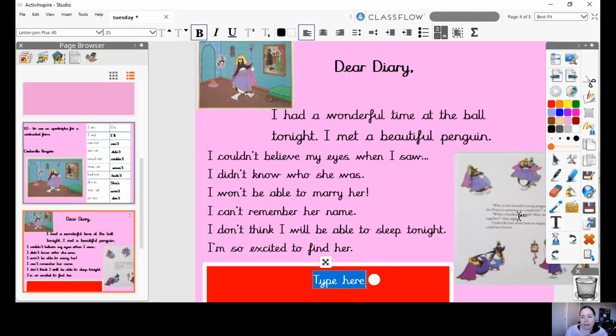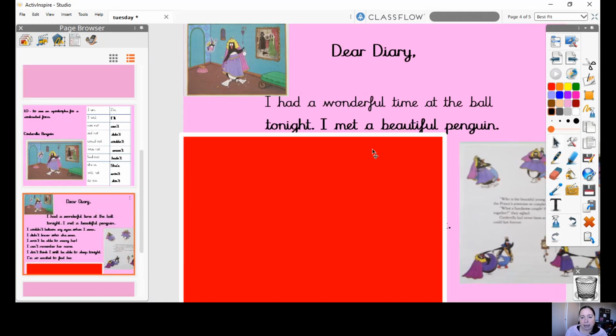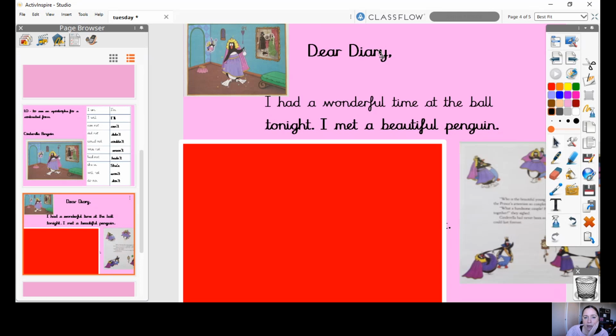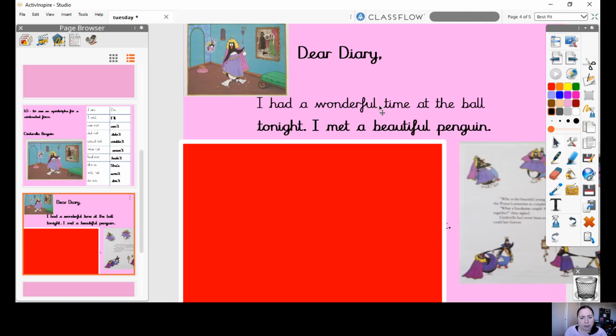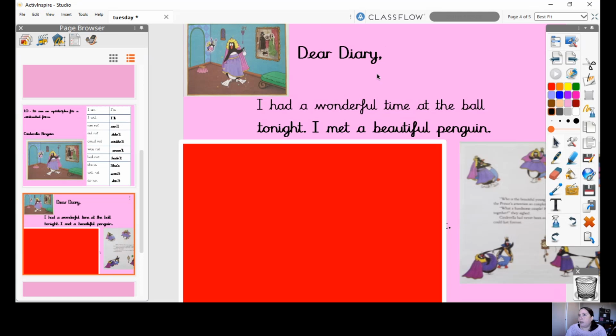So, like I said, we are going to be imagining that we are the prince and he has just got home. It's the early hours of the morning. He is really tired, but he's in love. He has met this beautiful penguin and he's now going to write in his diary all his innermost thoughts and feelings. So he started it off with Dear Diary and a comma, and then he's going to start a new line because that's how he set out a diary. Hopefully you'll remember when we did this with Samuel Pepys.